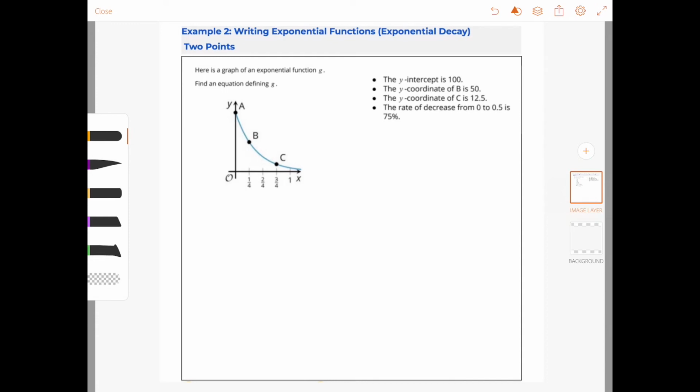So next we're going to solve this same problem the easier way. Again, we're going to write out what we know here. So our base equation, which is y equals a times b to the x, and right now we know the initial value, or the a value, is 100, so we can put that in. And then in this example, we're actually just going to take one other point from this graph, one point that's not the y-intercept. So I'm going to choose the point B, which is 1/4, which is the x value, comma 50, which is the y value.